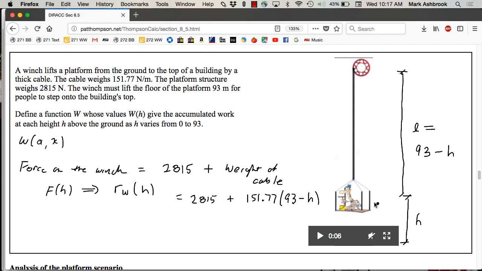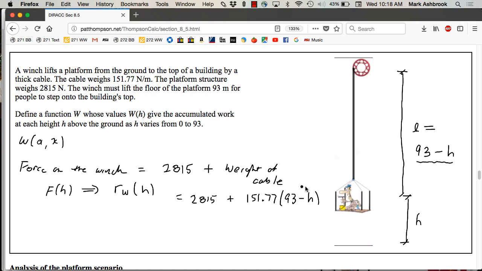So at any given height h, the total force on the winch is going to be the weight of everything, right, at any given height. And so that's going to be the weight of the platform in newtons and the weight of the cable. Well, the weight of the cable is dependent on h. If the platform is h meters up, then we have 93 minus h meters of cable. And every meter of cable weighs 151.77 newtons, so we're going to multiply. And that's going to give us the weight of the cable.